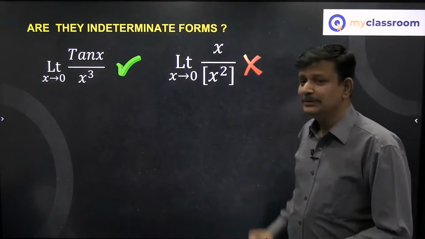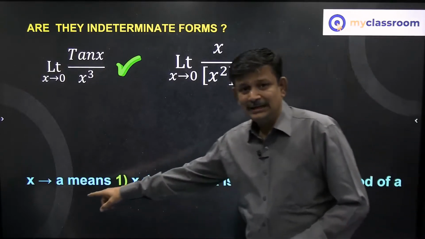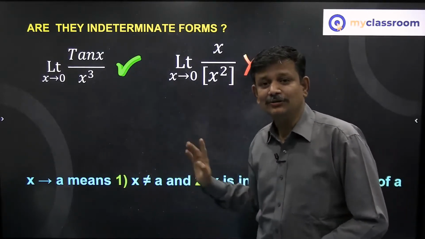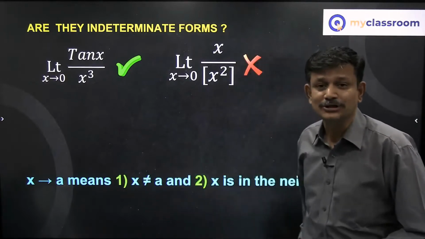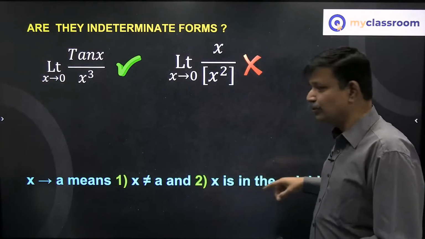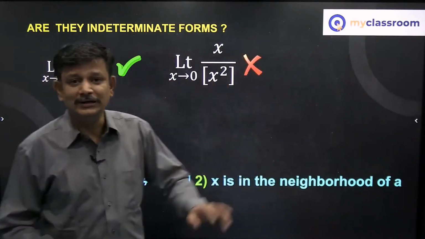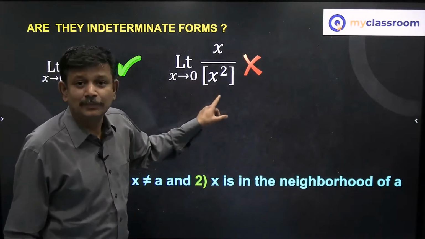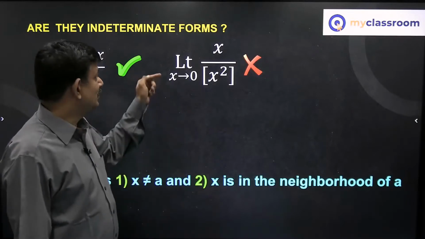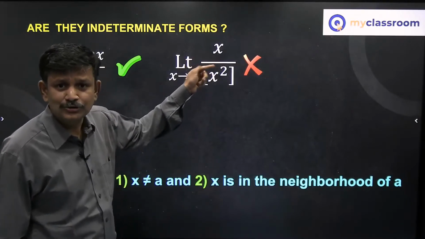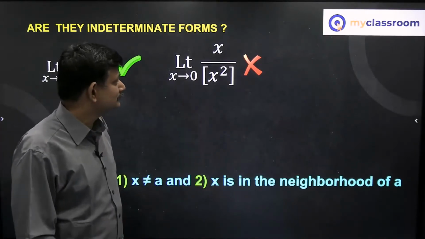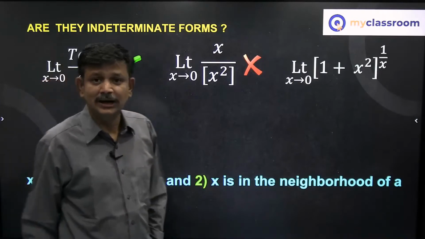So what we need to be clear about here is, when we say x approaches a, there are two parts to it. First meaning is x is not equal to a. If x is a, I cannot say x is approaching a. X approaches a means x is not a, and x is close to a. X is in the neighborhood of a. So denominator is not approaching 0, it is 0, and that is not an indeterminate form. So in indeterminate form 0 by 0, numerator should approach 0, denominator should approach 0, none of them should be 0.